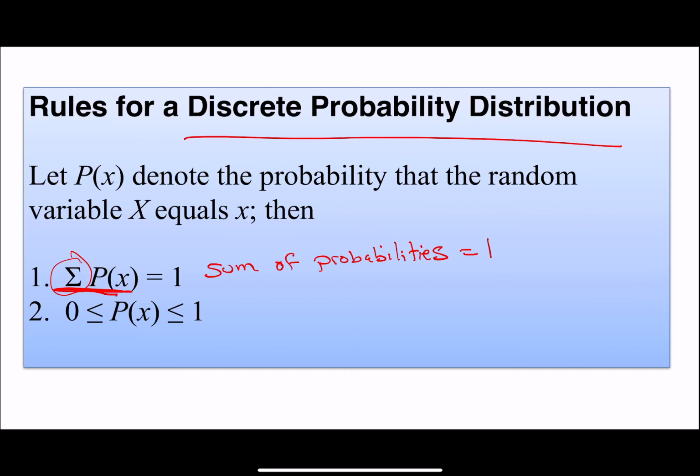This is the same thing as with our relative frequency tables. Each probability is going to be between 0 and 1 inclusive. So it can be 0, it can be 1, and it can be any number in between. It will not be higher than 1 and it will not be less than 0. So these are the two rules for our discrete probability distribution.